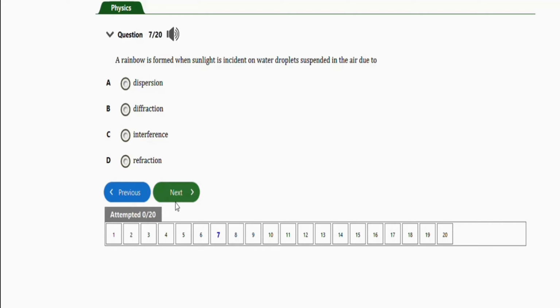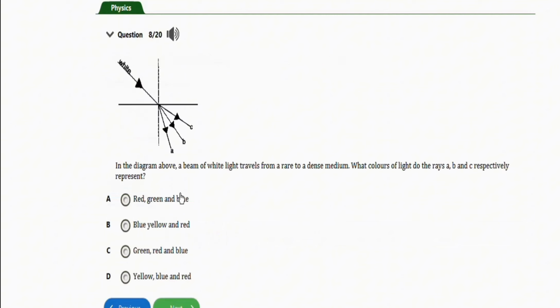The next question will be this one. Option A is the correct answer for this question. So the next question is this one. It says, in the diagram above, a beam of white light travels from a rare to a dense medium. What colors of light do the rays A, B, and C respectively represent? We have red, green, and blue. No. We have blue, yellow, and red.